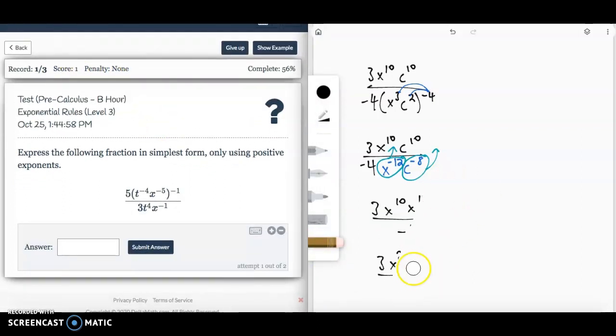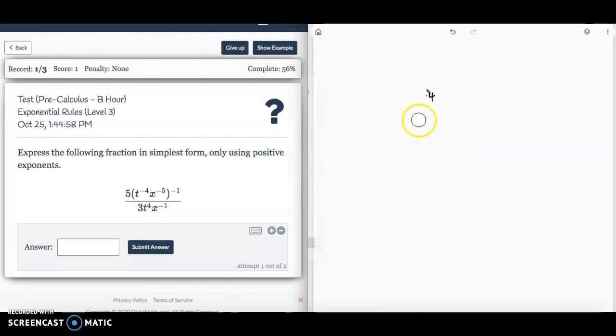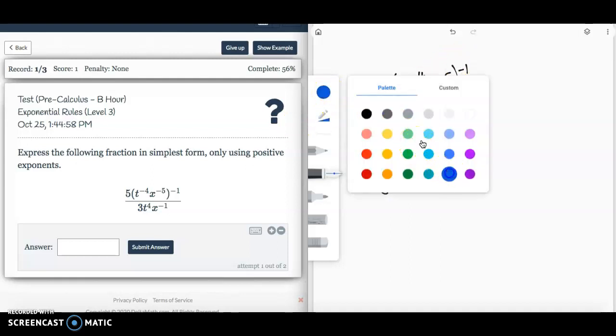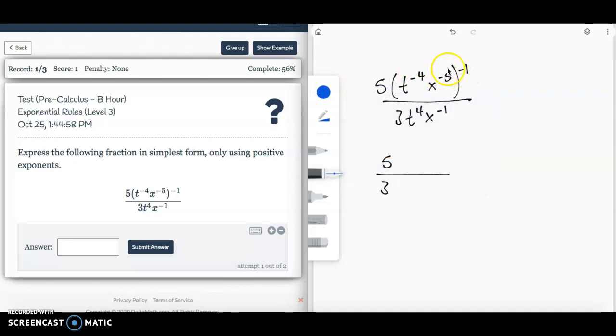All right, so in this one, I have 5 times t to the negative 4th, x to the negative 5th, to the negative 1st, all over 3t to the 4th, x to the negative 1. My 5 over 3, nothing else is happening to those, and that's as reduced as those actually get, so you'll have a 5 over 3 like that. And then you're going to go ahead and see if I can distribute this exponent, and I absolutely can because I have no addition or subtraction happening.